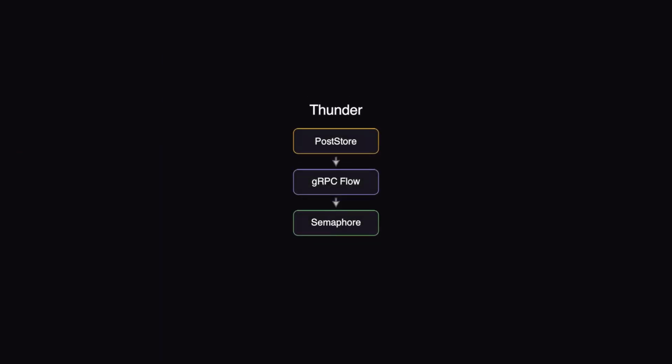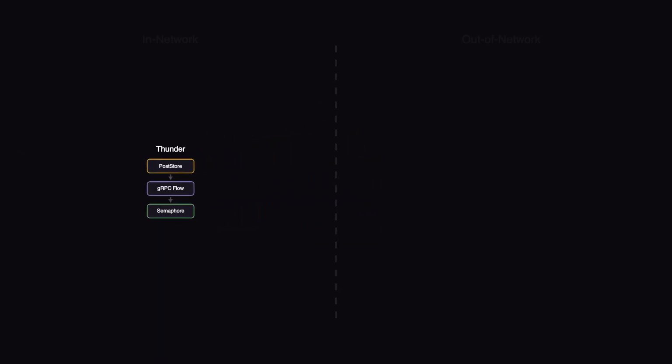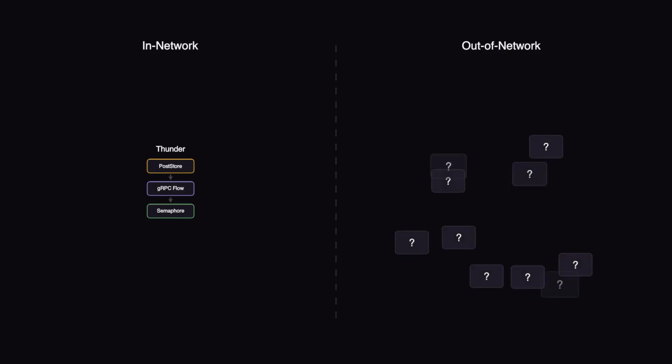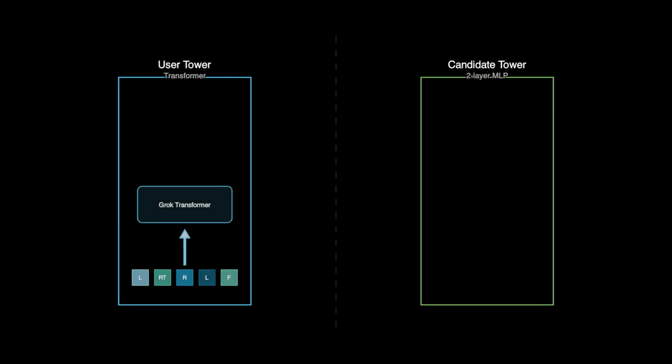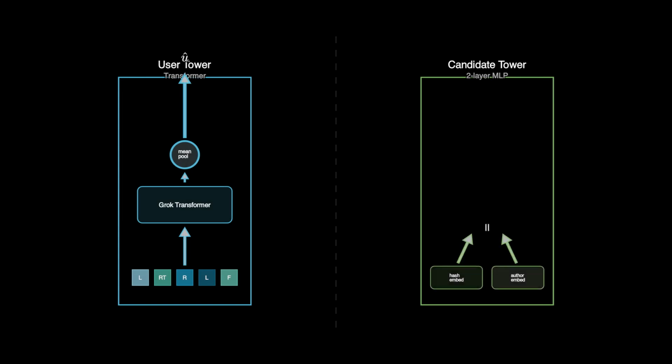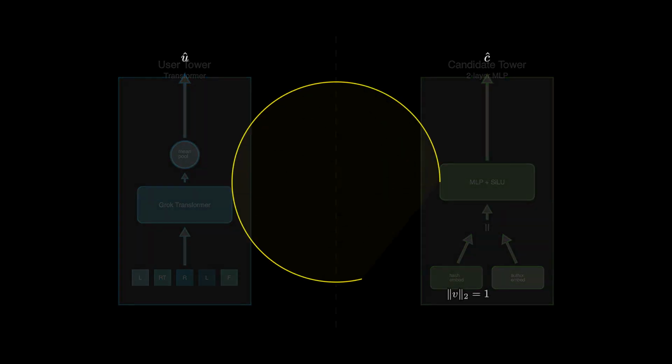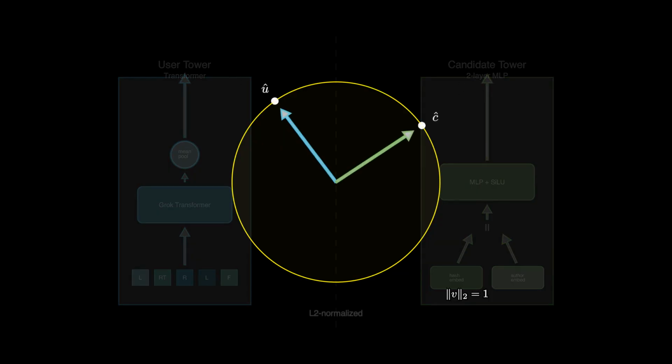Thunder handles posts from people you already follow, but the For You feed also surfaces content from accounts you have never seen before. That is where Phoenix Retrieval comes in. Phoenix Retrieval uses a 2-tower architecture to find relevant out-of-network posts from a global corpus of millions. The user tower takes your engagement history, passes it through the same Grok-based transformer used for ranking, and produces a single normalized user embedding. The candidate tower takes each post's hash embeddings concatenated with its author's embeddings and projects them through a 2-layer MLP with CLU activation down to a normalized candidate embedding.